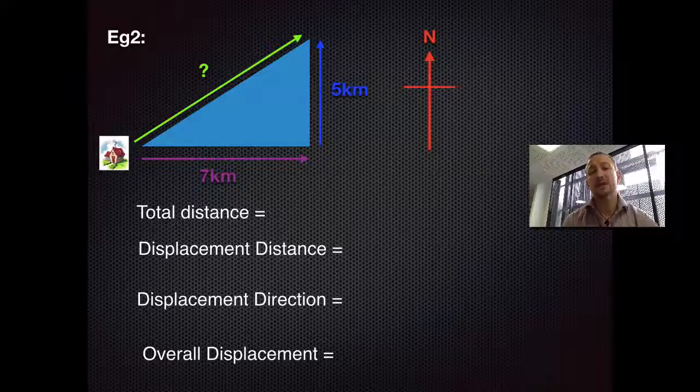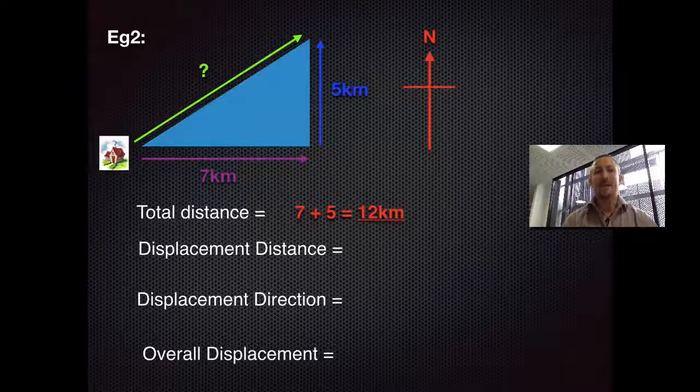Now, the total distance that I walked, if I followed those two vectors, would be 7 plus 5, which is 12 kilometers. That's how far I went. How far I end up from home would be my displacement distance. Okay, that's how far that green line happens to be. Where do I end up from home once I've done that journey? Because it might not be feasible to follow that green line, I may have to take the path shown by the purple and blue line.